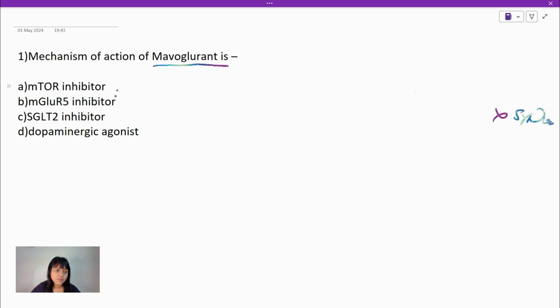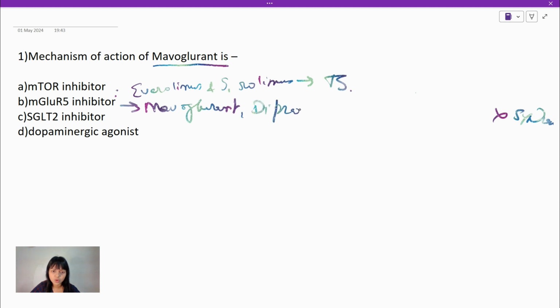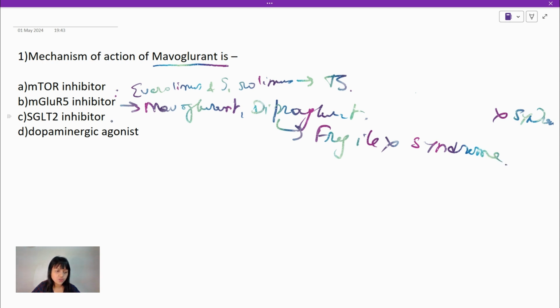So can you tell me some examples of mTOR inhibitor? Yes, this is everolimus and sirolimus. Okay, and this is used in treatment of tuberous sclerosis. And mGlur5 inhibitor is mevoglurant, that is given in your question, and dipraglurant. Okay, and this is used in treatment of fragile X syndrome. Clear? This is a new drug, so high chance of getting this as a question in your NEET PG exam.